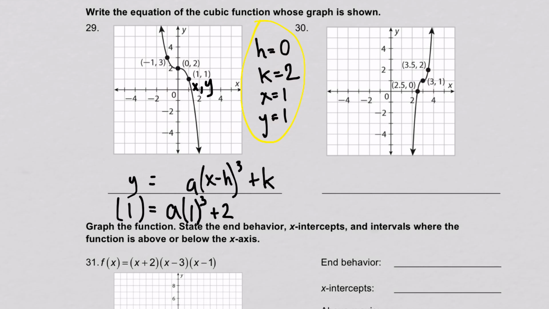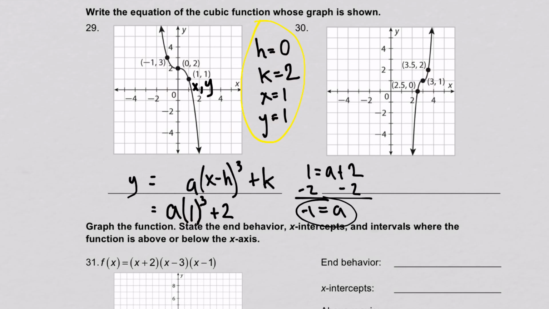1 cubed is simply 1. 1 times a is just a. So what I have is 1 equals a plus 2. Solve for a by subtracting 2. And I'm going to get negative 1 equals a. That was my missing parameter, and now I can write my general form.